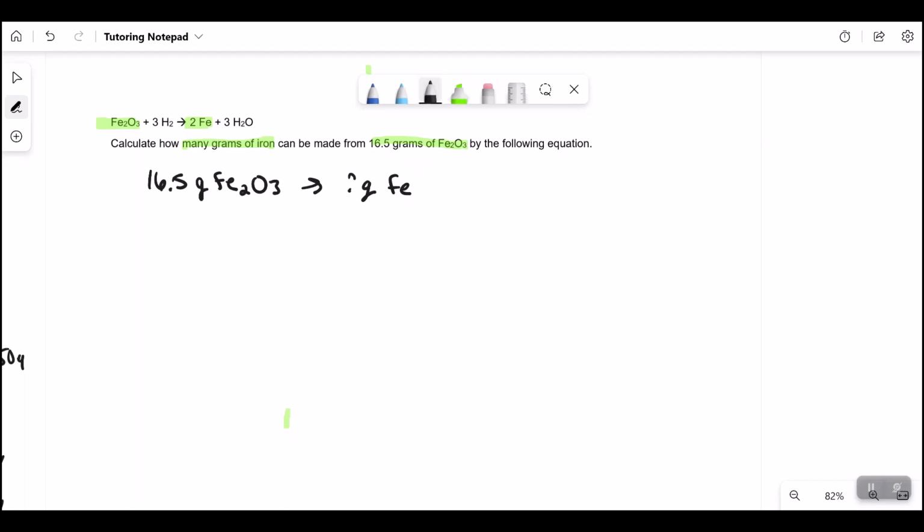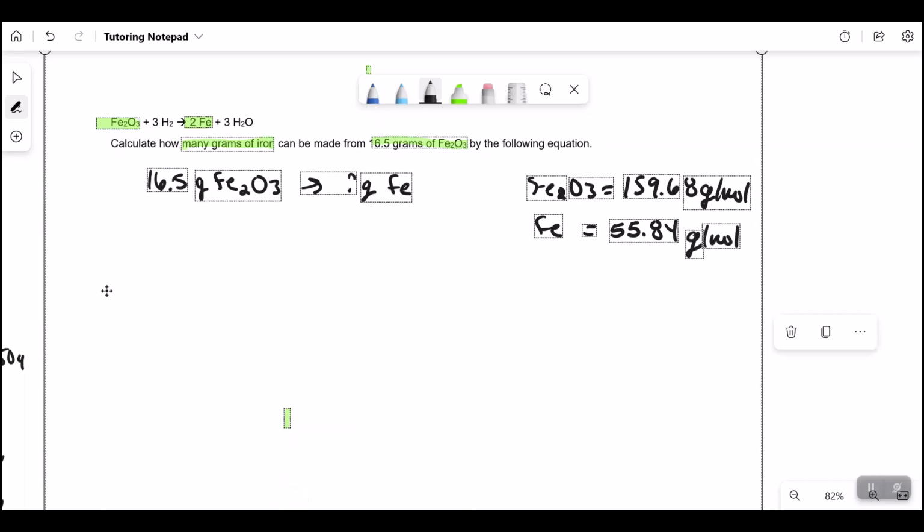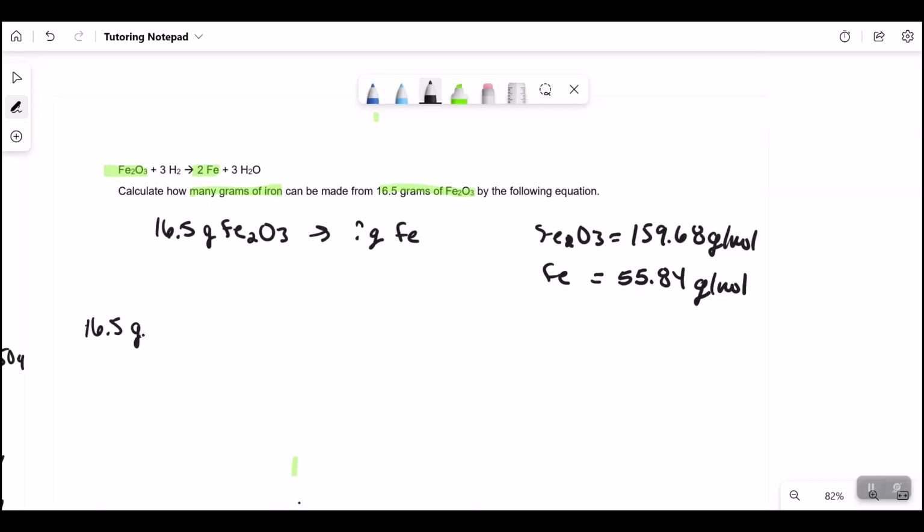But let's look at the molar masses for us. So for Fe2O3, we have a mass of 159.68 grams per mole. And for Fe, we have a mass of 55.84 grams per mole. And if we look at how we're going to start this, we're starting with 16.5 grams of Fe2O3. And we want our grams to cancel, so we could look at the molar mass equaling 1 mole.